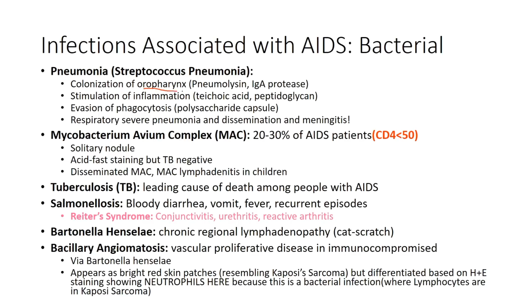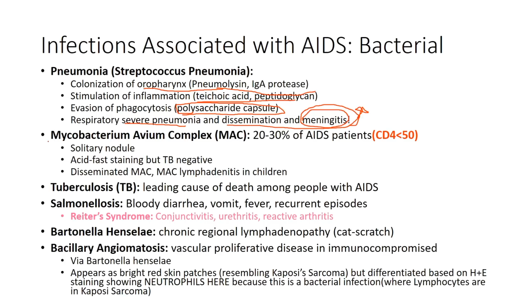And so these guys colonize the oropharynx. Remember these virulence factors like IgA protease, and it has pneumolysin. And then it stimulates inflammation with that pneumolysin and kills. In addition, it has things that stimulate inflammation, such as teichoic acid and peptidoglycan. And it also evades the phagocytes through that polysaccharide capsule. Remember, our sickle cell patients or patients that don't have spleens are more prone to these types of infections, but also AIDS patients because we don't have an immune system to respond to it properly. It also causes severe pneumonia and dissemination. And remember, when you have strep pneumo dissemination, meningitis is common. So be careful looking out for those guys, right?